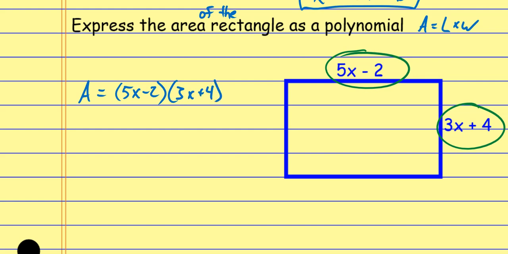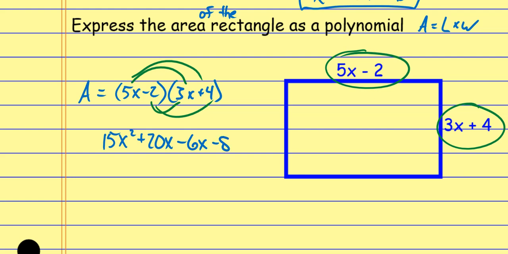And so now this is just my distributive property. So saying, hey, let's multiply this thing out. I'm going to distribute the 5x. Well, that gives me a 15x squared, the 5x times the 3x. And then the 5x times the 4 gives me a plus 20x. Next, I'm going to distribute the negative 2. Negative 2 times the 3x is a negative 6x. Negative 2 times the 4 is a minus 8. And now I combine like terms, okay? So the area this time is represented by this expression, 15x squared. The 20x minus the 6x gives me a 14x, and then the minus 8.